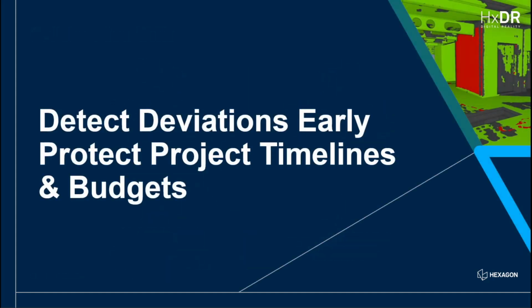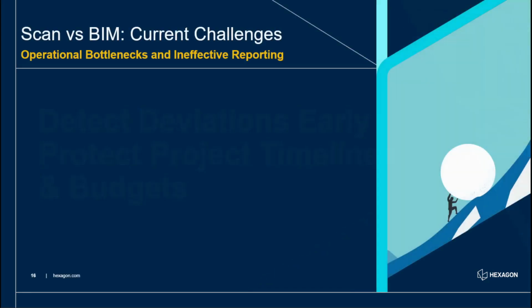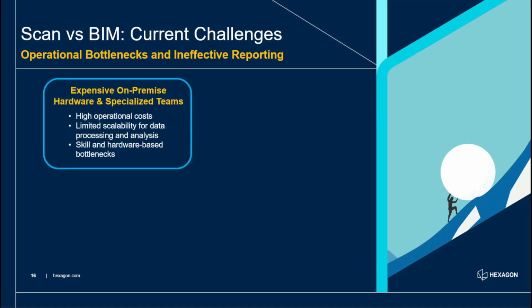Now, I said at the beginning that we'd be talking today about scan versus BIM and scan to BIM. So this is that first stage, and you can see from the image on the right hand side, we're going to talk a little bit about deviations. So how do we detect deviations early and protect our timelines and budgets with HxDR Reality Cloud Studio? So when we talk about scan versus BIM, or some people say scan to verify, depending on which market you're handling with, you've got operational bottlenecks and potential ineffective reporting as a result.